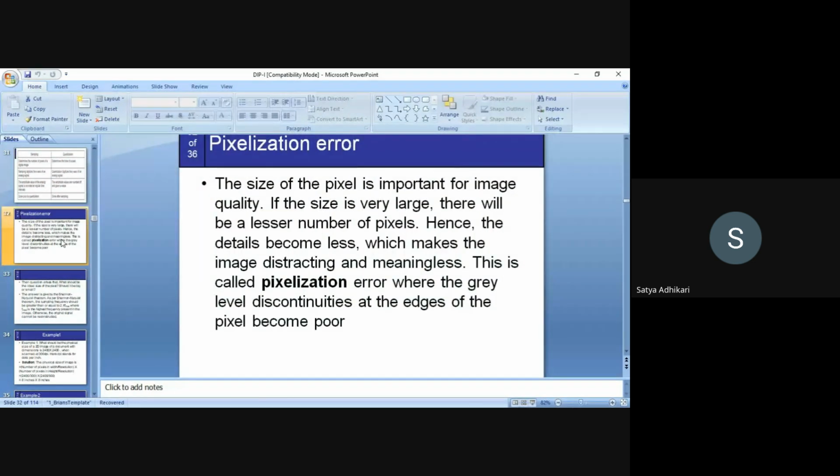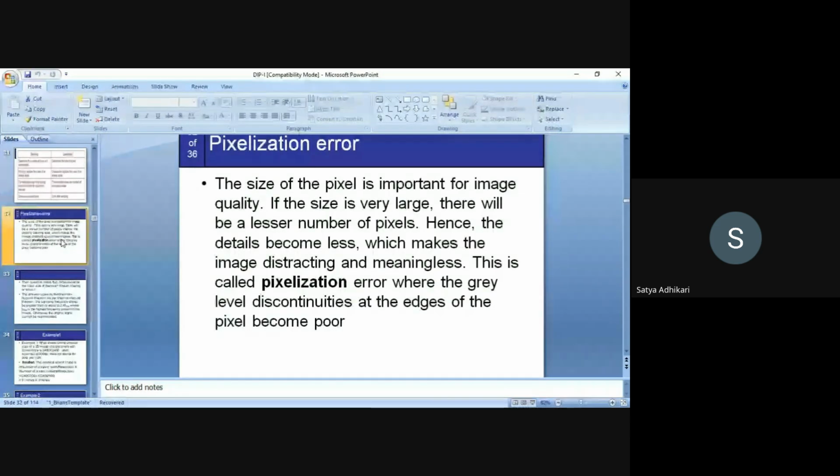Similarly, here in digital image processing, when you convert an analog to a digital image and when you process it, you may get some error. One common type of error is pixelization error. Let us discuss what it is. The size of the pixel is important for image quality, because you know that an image consists of pixels. The quality of the picture depends upon the size of a pixel.